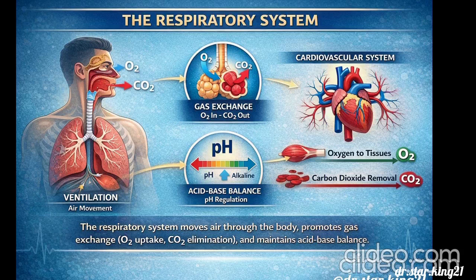Every single cell in our body needs oxygen to survive. The system that brings oxygen in, removes carbon dioxide, and keeps our body pH normal is the respiratory system. What is the respiratory system? The respiratory system is responsible for ventilation, gas exchange, and acid-base balance. Ventilation means moving air in and out of the lungs. Gas exchange: oxygen enters the blood, carbon dioxide leaves. Acid-base balance: regulation of blood pH through carbon dioxide removal. This system works closely with the cardiovascular system to deliver oxygen to tissues and remove metabolic waste.